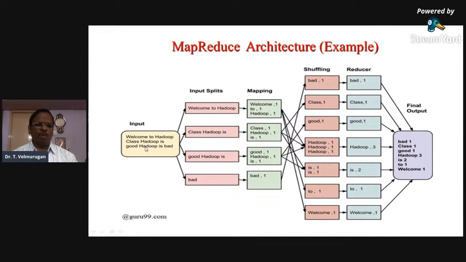Here, welcome to Hadoop class. Hadoop is good. Hadoop is bad. This is the input. We can split the entire input, in which the word welcome appears one time, to appears one time, Hadoop appears one time, class appears one time, Hadoop appears one time, is appears one time, and so on. Then we can shuffle and sort. So this is the shuffle and sort method.